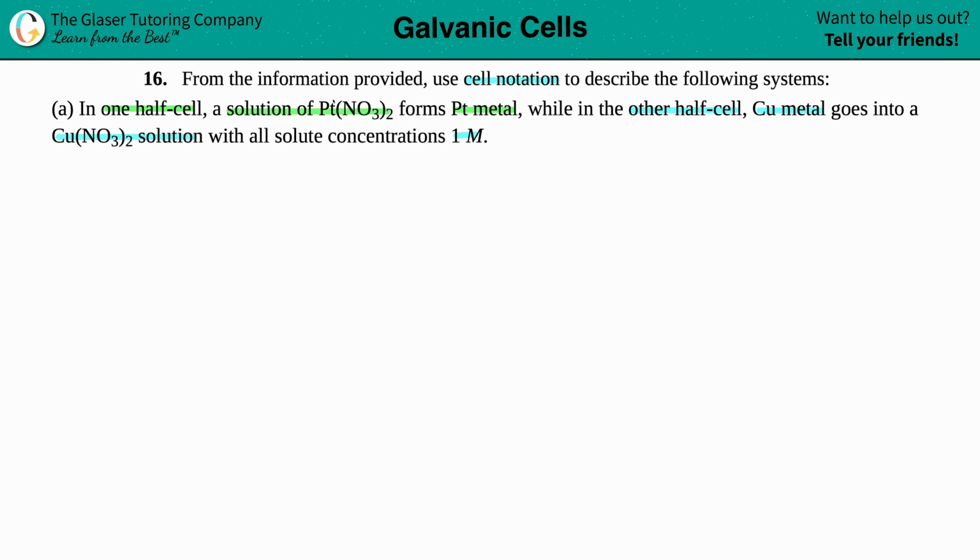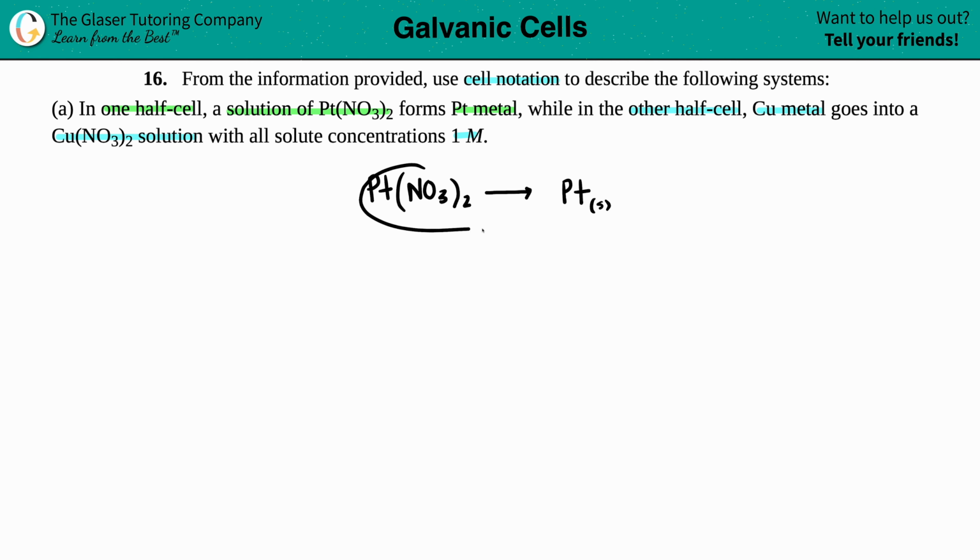They said that we had a starting solution. We had a solution of Pt(NO3)2 forms Pt metal. So in this case, I'm just going to get straight to it. I'm going to say, okay, Pt(NO3)2 is going to form that Pt metal. And if platinum, Pt, is a metal, that means that it has to be in its solid form. Now, when we do oxidation and reduction, we only care about the elements that change oxidation states.